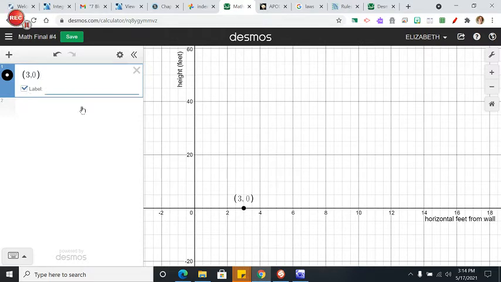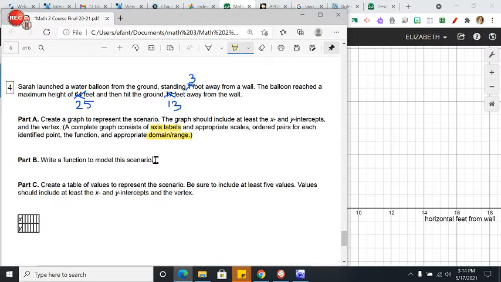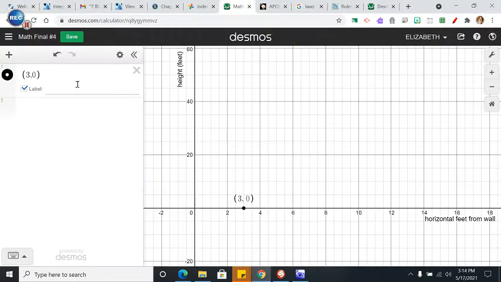And it does say in the problem that we should have everything labeled with the ordered pair, and we should label that it's the x-intercept or the y-intercept or the vertex. So I'm going to put x-intercept and also rewrite the point so that it shows up on the screen.